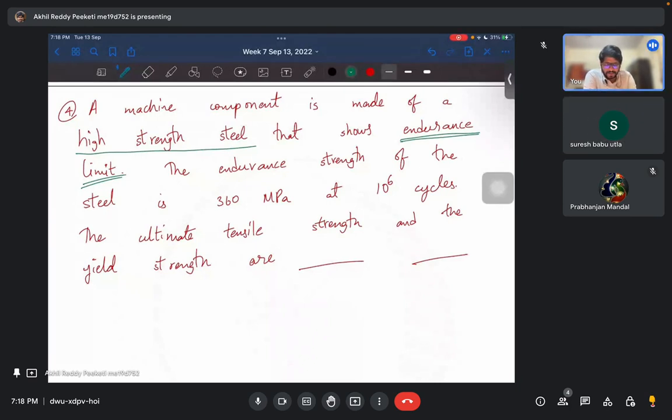Yes, exactly. So only steels and irons show this endurance limit. Aluminum and copper don't show it. For them there is a different term, we won't say endurance strength, it's called something else. Only steel will have endurance strength, and the endurance strength and ultimate tensile strength are related. So here we were given the endurance strength at 10 power 6 cycles, and we are asked for the ultimate tensile strength and yield strength. So do you know the relation between endurance strength and ultimate tensile strength without any correction factors?